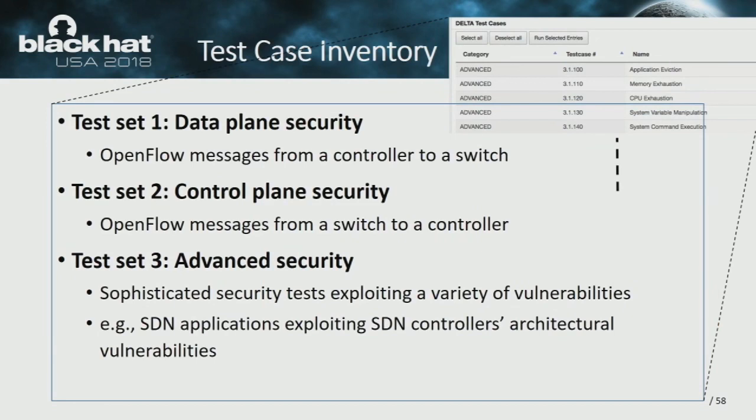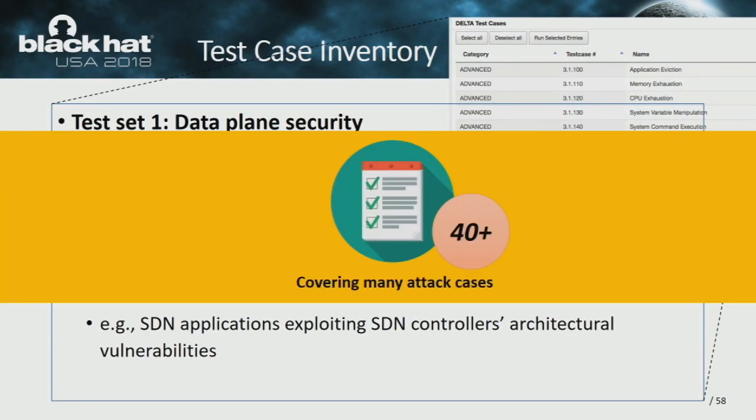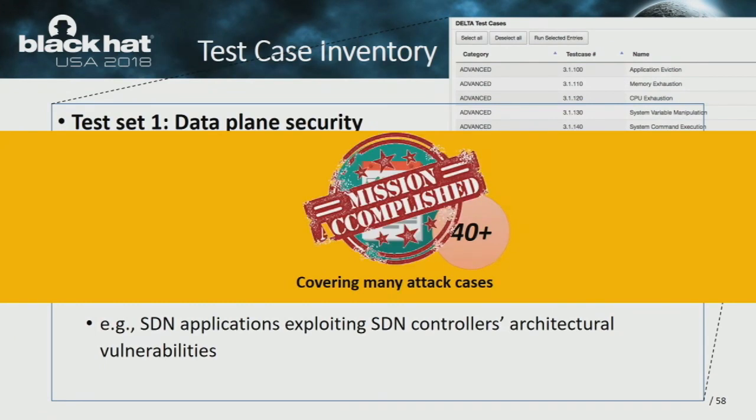And here we have three different types of test cases. Test sets 1 and 2 are kinds of OpenFlow conformance test cases, so that we can test each control message type against the controller or the switch according to their direction. And lastly, we have the advanced security test set, which is related to the SDN controller's architectural weak points, exploiting SDN applications. The number of test cases that Delta currently provides is about 40. So Delta achieved the last design goal, that Delta should cover many attack scenarios.